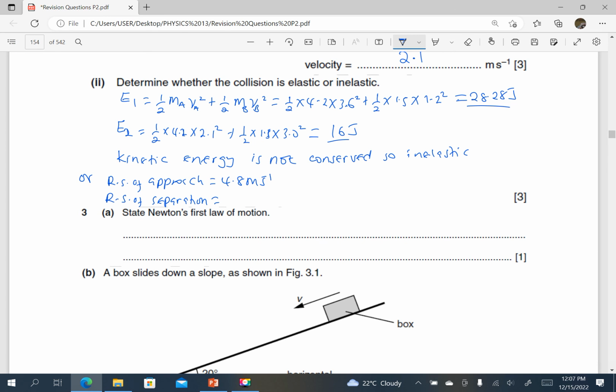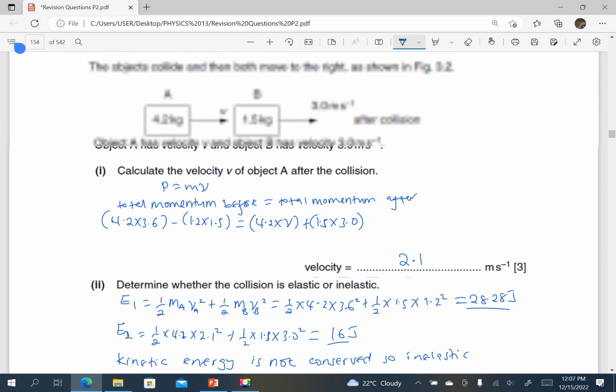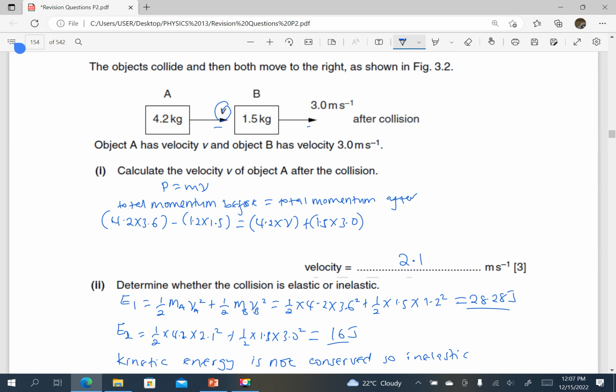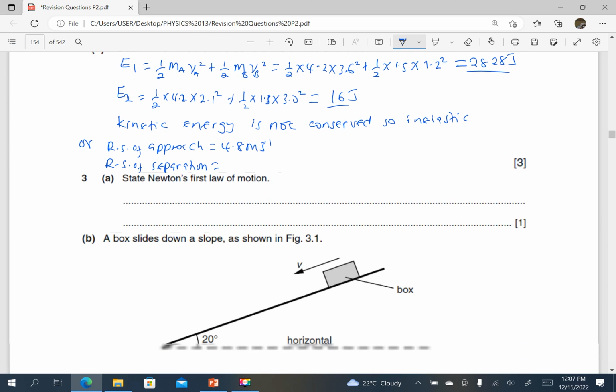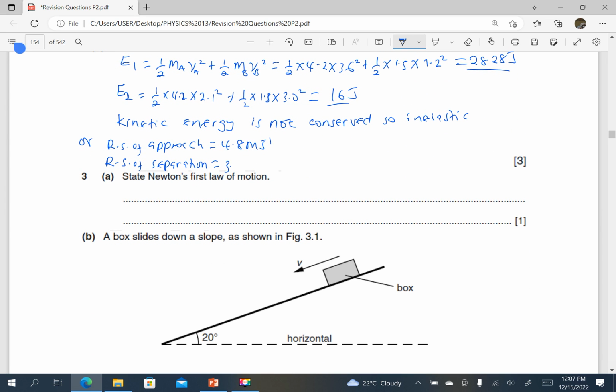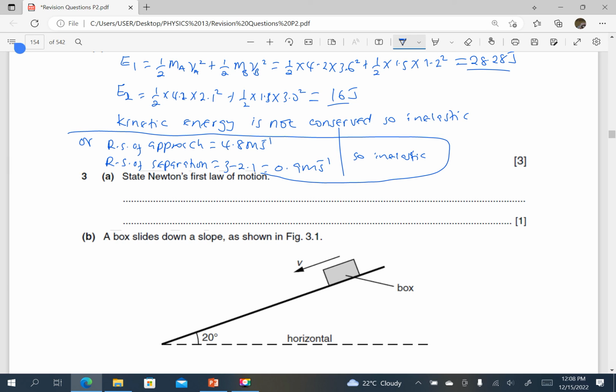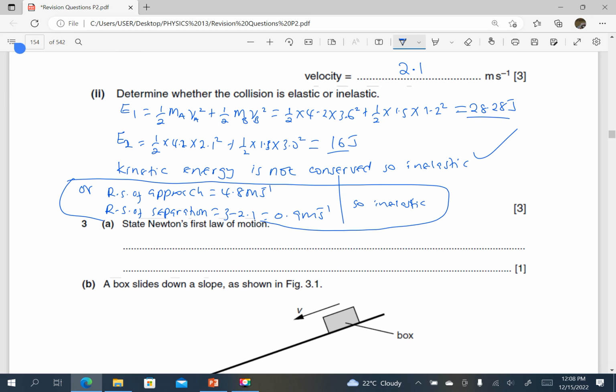Then the relative speed of separation equals to, they move in the same direction, so I just subtract without minding which one is greater. I just say 3 minus 2.1, which is 0.9 meters per second. So you notice that the relative speeds of approach and separation are not the same, so inelastic. You can choose either to explain with relative speeds, or you can choose to explain with kinetic energy. If the kinetic energy is not conserved, the collision is inelastic.